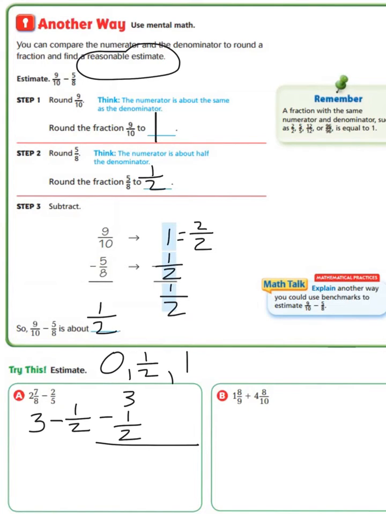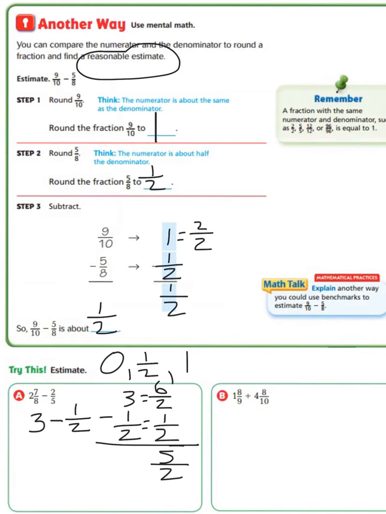Okay, in order to answer this, we know that we have to change our 3 into a fraction. So we've got 2 as our denominator because we want to keep the same denominator as our other fraction. And it's going to be 6/2. We keep our bottom number the same. And we know that 6 minus 1 equals 5/2.